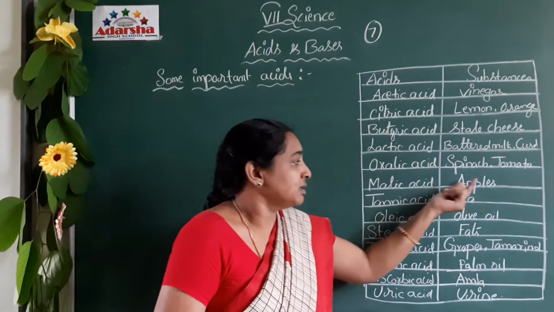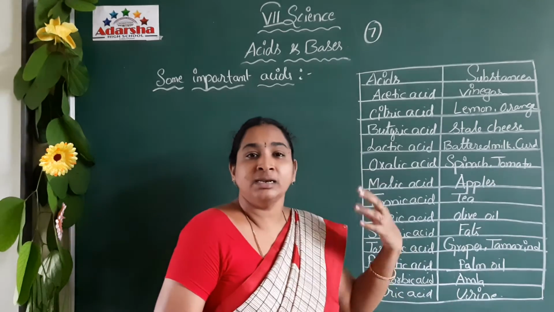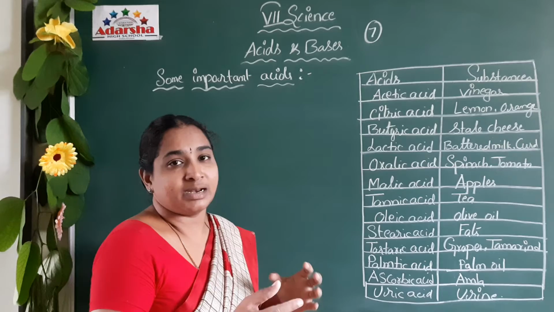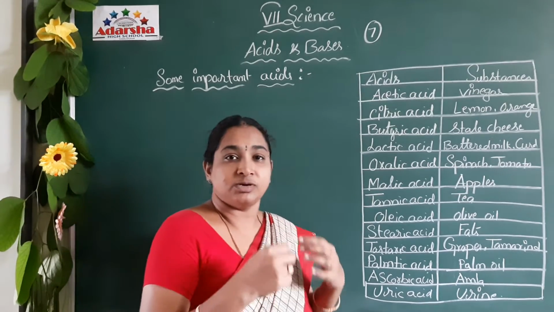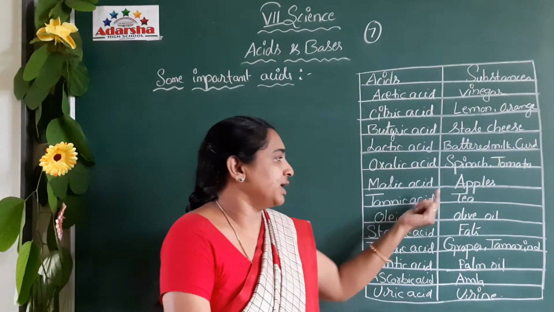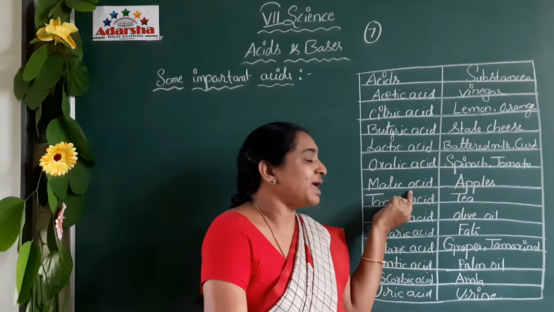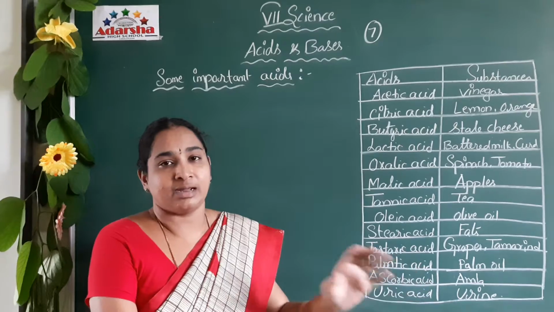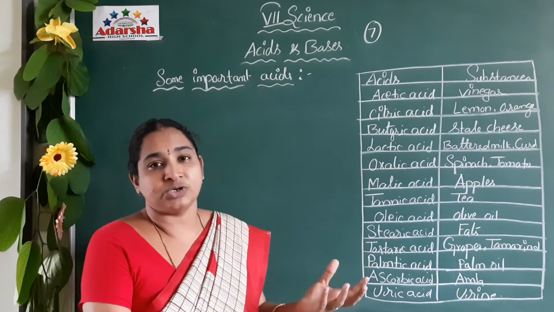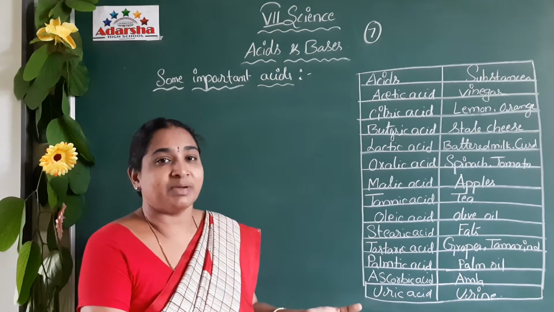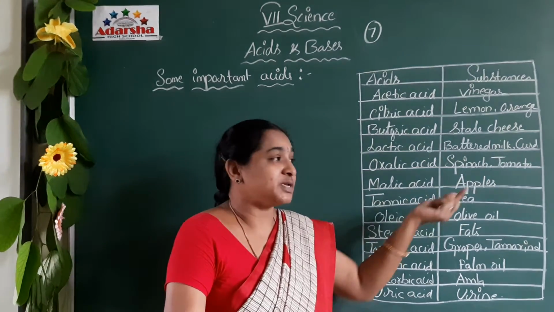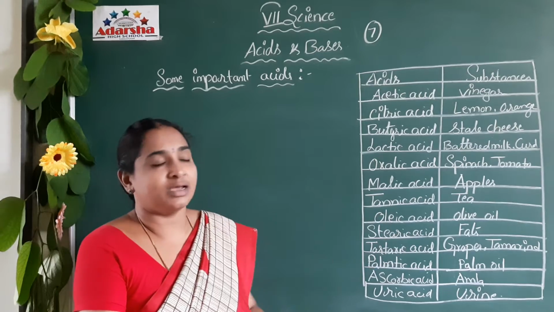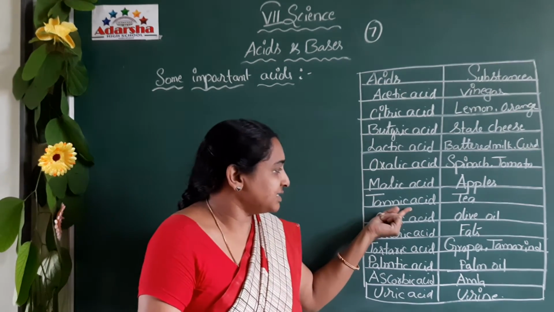Next one is malic acid. We will find this malic acid in apples, and it is very much rich in iron. Iron is a metal which we need in our body. Because of this malic acid only, when we cut an apple and keep some aside for some time, it turns brown or red in color. Why? Because the malic acid present in the apple reacts with the air and it changes the color of that apple.